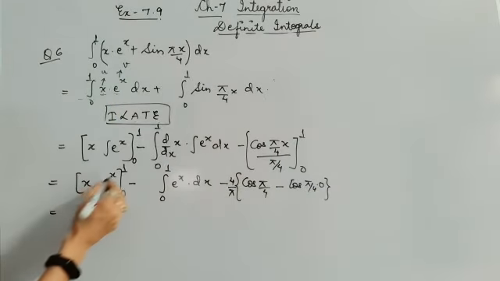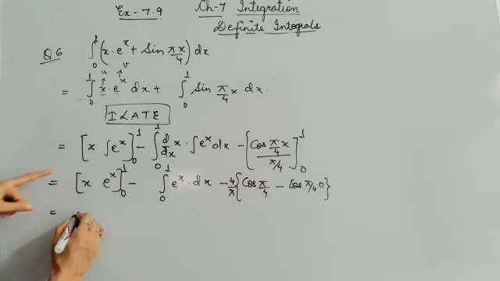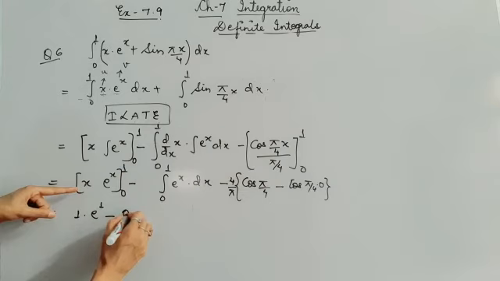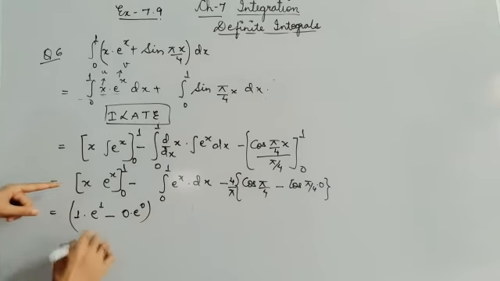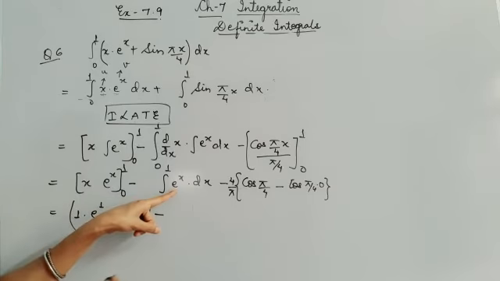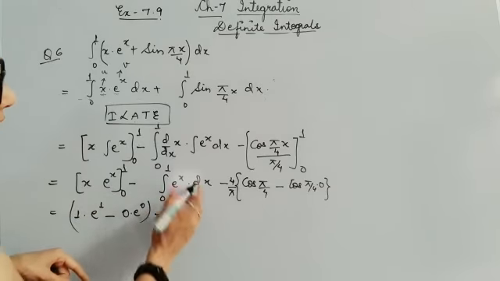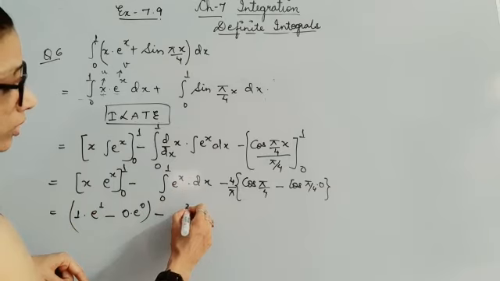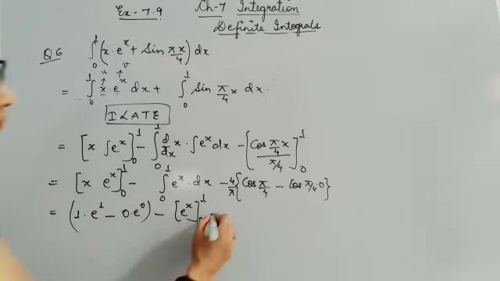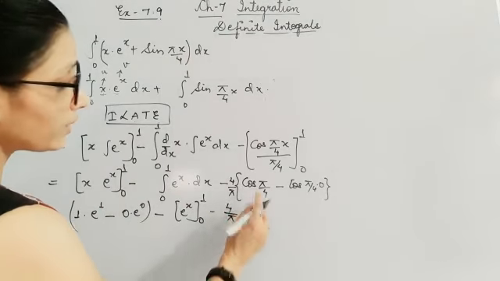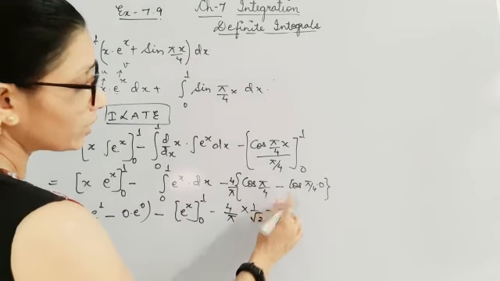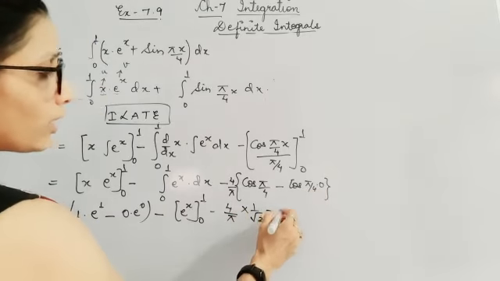Now you look here, here I can write it as 1 into e raised to power 1 minus 0 into e raised to power 0. So this is upper limit minus lower limit. Now again you have to integrate it. So integrate it with respect to x, it will be just e raised to power x, and here your limits are 0 to 1, minus 4 by pi, you know cos pi by 4 is 1 by root 2, and minus cos 0 is 1. So I will be writing it as 1.